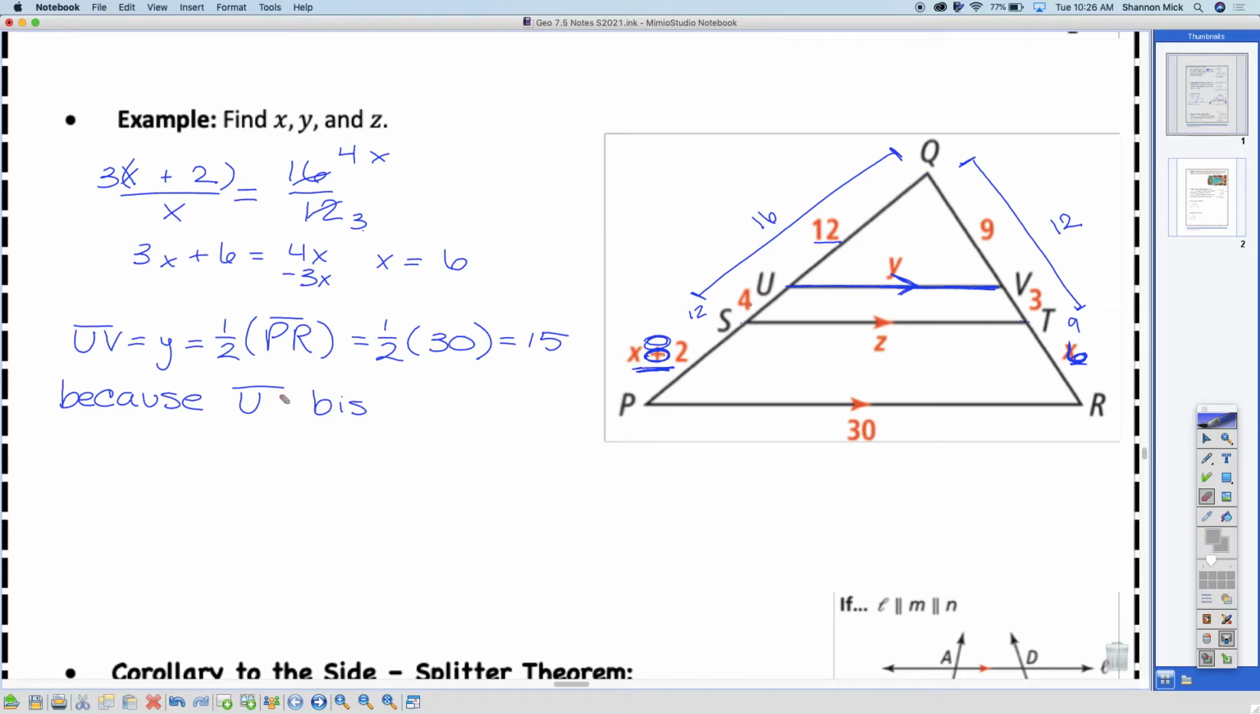Because UV bisected the two sides of the triangle, yes? Bisected PQ and what? What's the other side? QR. So that's the only reason I got to use that. But am I going to have to look at the whole picture? Yes. I get to use some puzzle solving skills. Now what do I have left? Z.